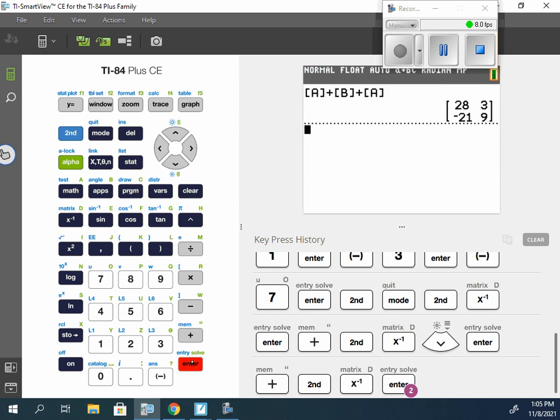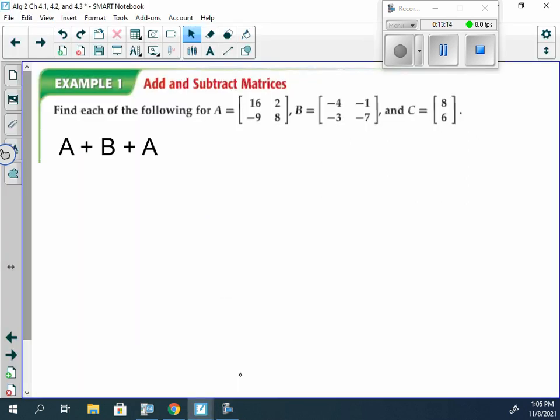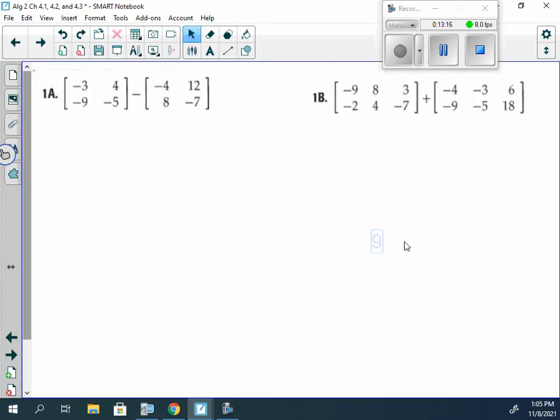Any questions on this here? Any other questions with addition or subtraction of matrices? So we good with doing addition and subtraction? All right.